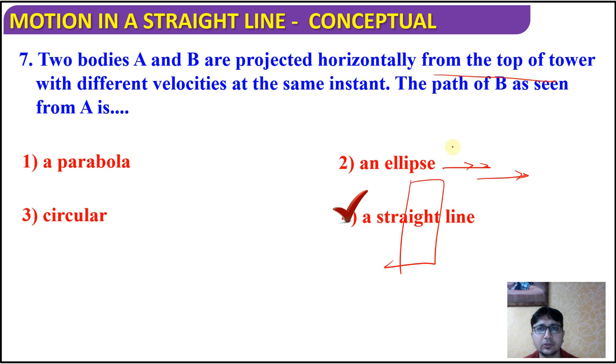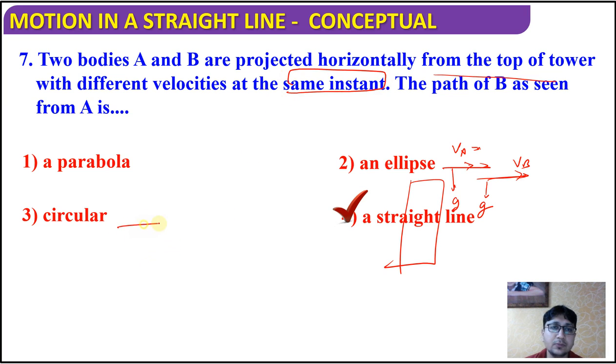Say the velocity is VA and this velocity is VB. Now guys, what happened? Let's see. On both the bodies, acceleration g will act. So the horizontal velocities will be different, but the vertical velocity will be the same. So as they are projected at the same instant, what happened?